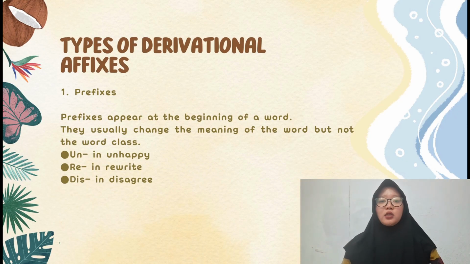Now, let's look at the types of derivational affixes. In general, derivational affixes are divided into two categories: prefixes and suffixes. Prefixes appear at the beginning of a word. They usually change the meaning of the word, but not the word class. For example, un in unhappy, re in rewrite, and dis in disagree.